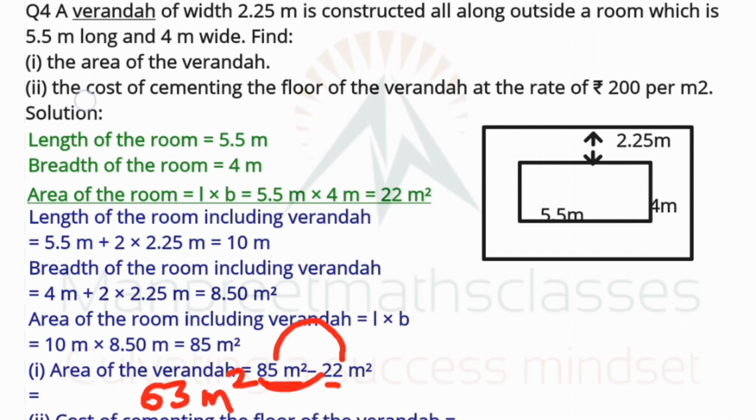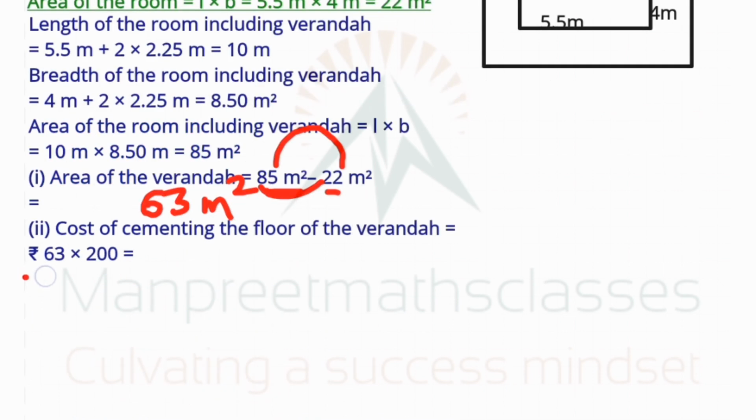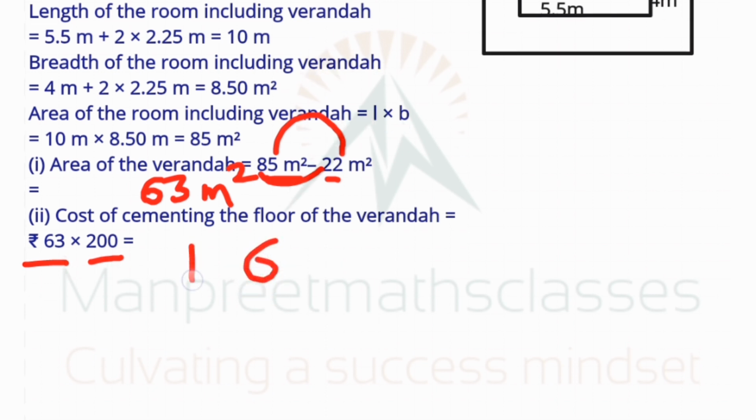We need to find cost of cementing the floor of veranda at the rate 200 per meter square. So we got the area 63, we need to multiply it with 200. Simply what we will do, we will multiply it with 2 और लास्ट में 2 0 लगा देंगे. So 2 3 is 6 and 6 2 is 12 और 2 6 is 12 और लास्ट में आपको क्या करना है, 2 0 लगाने हैं. So rupees 12,600 क्या है cost of cementing.